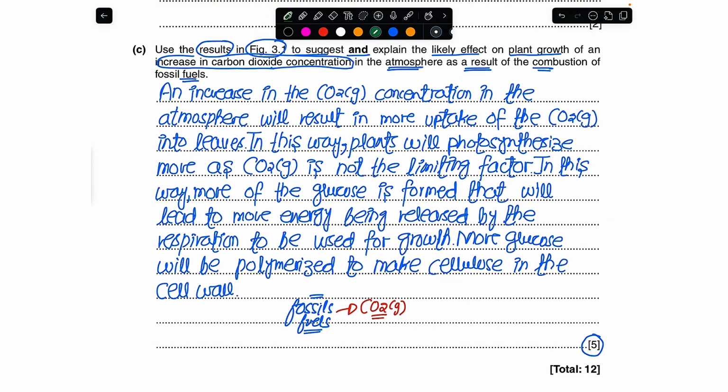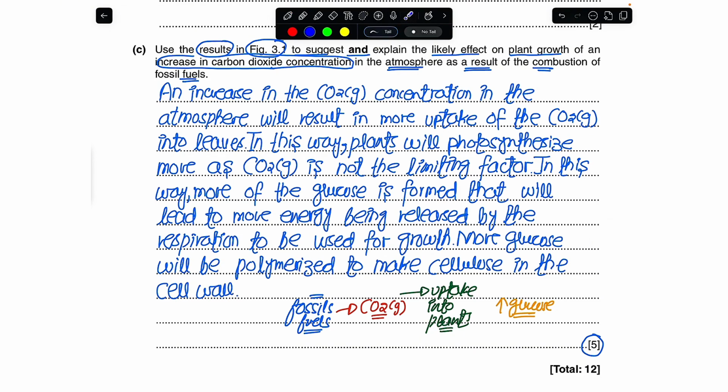And when the CO2 is increasing in the external environment, its uptake into the plants would be greater. When more CO2 is absorbed by the plants, they would photosynthesize more, and by more photosynthesis, they would make more glucose. Once they have made the glucose, they would respire it, and that would release a lot of energy, and by that they would bring about their cell divisions, and that would increase their growth.